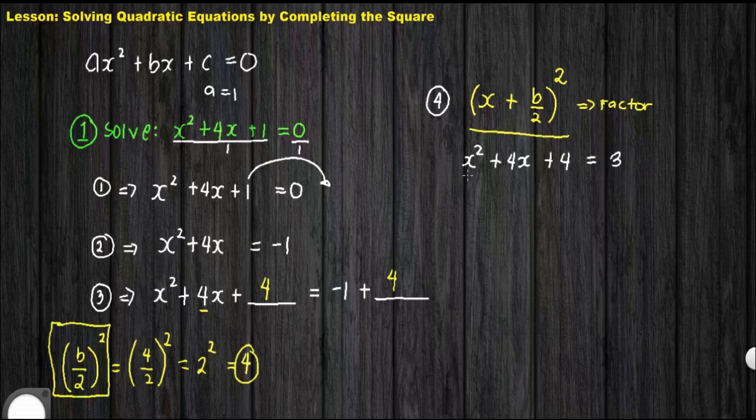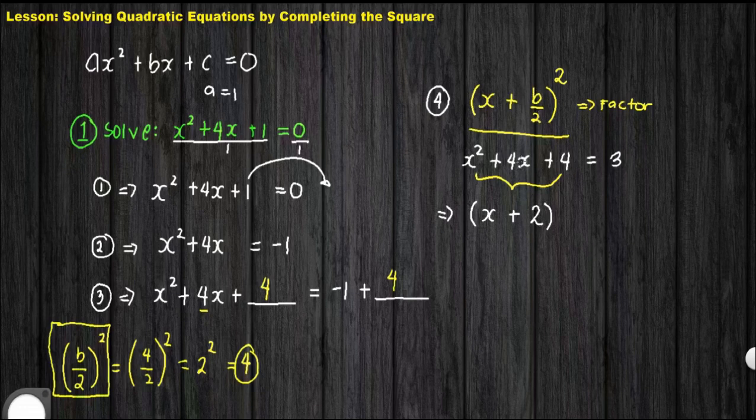Okay? Now, let's factor this equation. Itong perfect trinomial natin. So, ang magiging format dyan, mayroon tayong x plus b over 2. Once again, yung b natin is yung middle term na 4. Divide ko yan sa 2. Ang lalabas dyan ay 2. Okay? So, yung 2 dyan, tandaan natin, nanggaling yan sa b over 2.